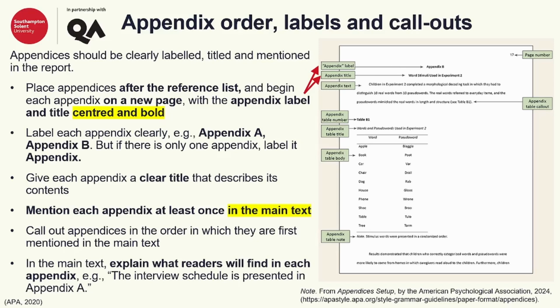You should use a capital letter when referring to the specific appendix. For example, write Appendix A rather than appendix A in lower case.